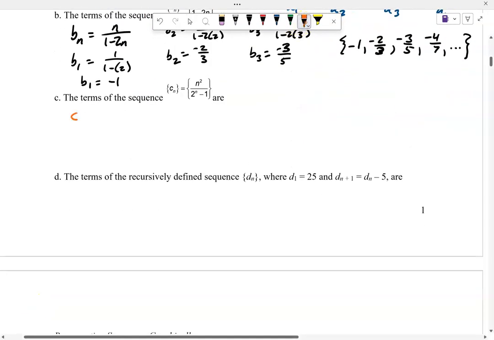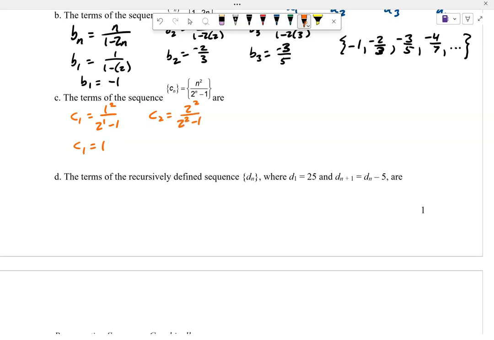Let's do this next one. Let's find the first term. So we'd have 1 squared over 2 to the 1 minus 1, so I have 1 over 1. Now let's find the second term. So I'd have a 2 as my n. So 4 over 3 is my second term. Third term, I have 9 over 2 to the third minus 1, 9 over 7, and so on. So if I was writing this sequence out, first term's 1, second term's 4 thirds, then I got 9 sevenths. By the way, the next one would be 16 fifteenths, and so on.